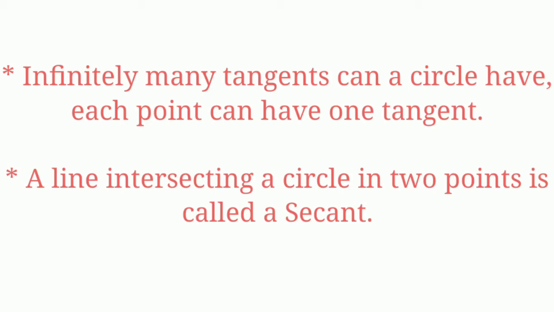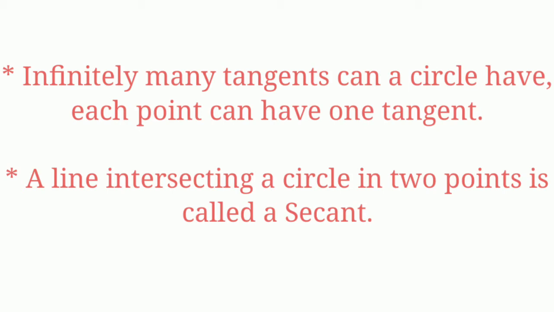A line intersecting a circle in 2 points is called a secant. So a line passing through one point is a tangent. If a line passes through 2 points, then you can call it a secant.